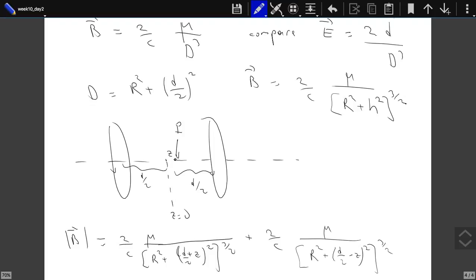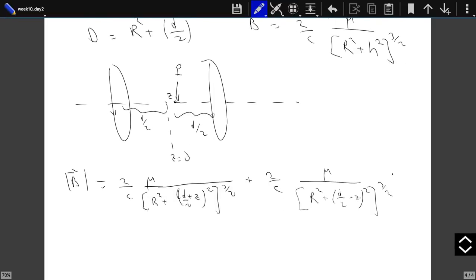Now in this problem, since I'm not exactly at the center of both rings, I'm not at the distance d over 2, but just shifted by z from the center. So that's what I'm looking at. And I will be assuming z is small, so I can make a Taylor expansion in z. First of all, before making the Taylor expansion, is this function odd or even in z? This is an even function. So let's just call it f of z.